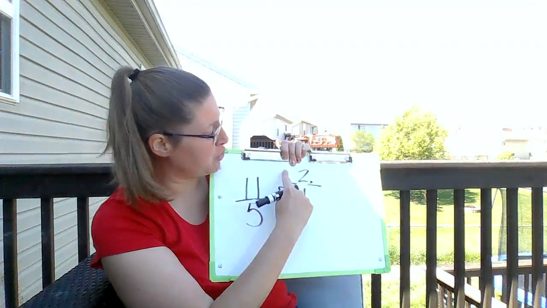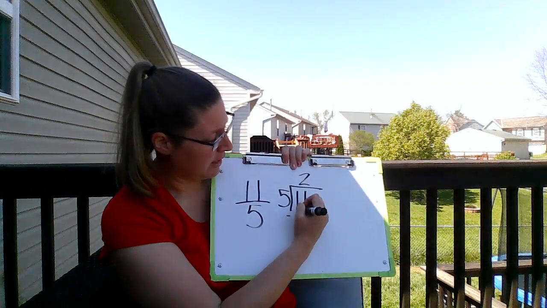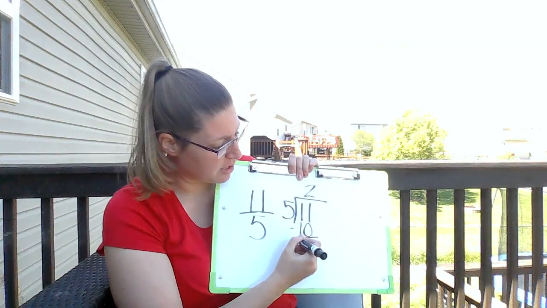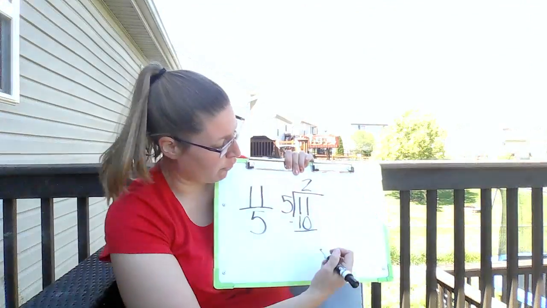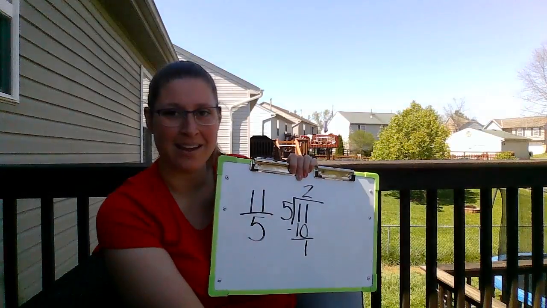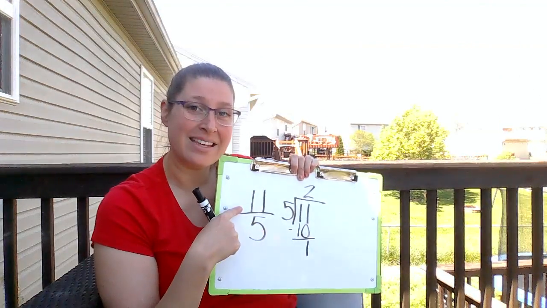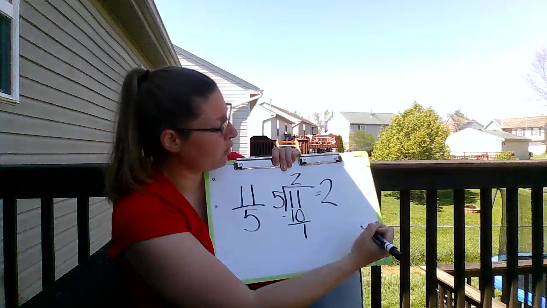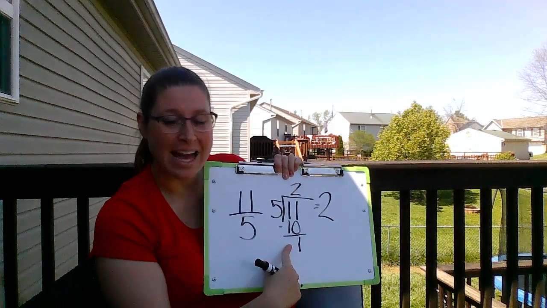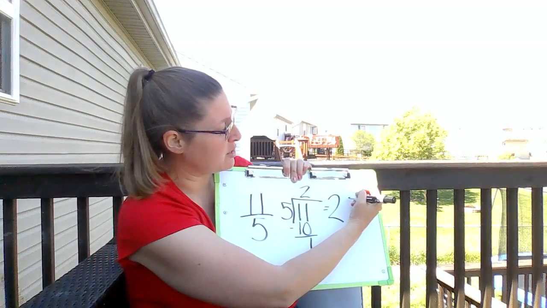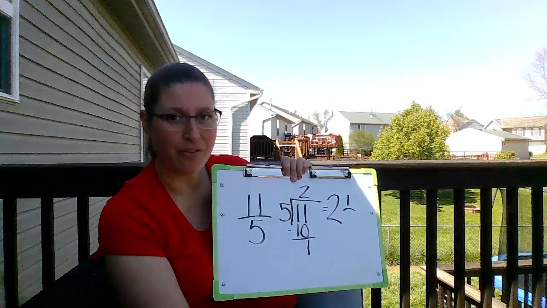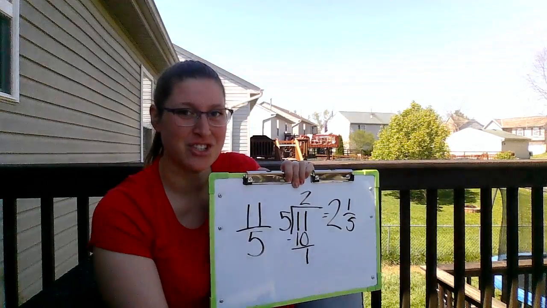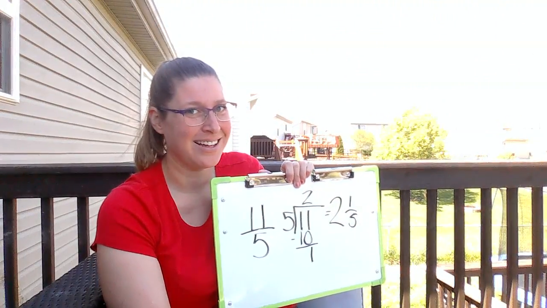I need to multiply 2 times 5, which is 10. And that's how many pieces I'm taking away from my 11 pieces. So I'm going to subtract them. And I have 1 piece remaining. So when I'm simplifying this into a mixed number, the 2 is going to be my whole number. 1 is how many pieces I have left. So that is my numerator. And 5 is going to stay my denominator because my piece sizes haven't changed. Did you get it? Okay, great.